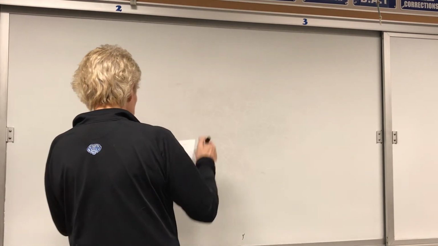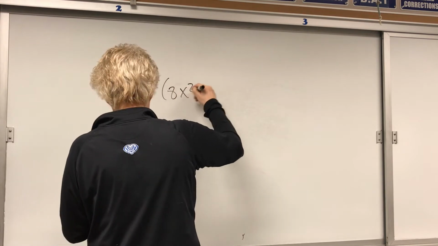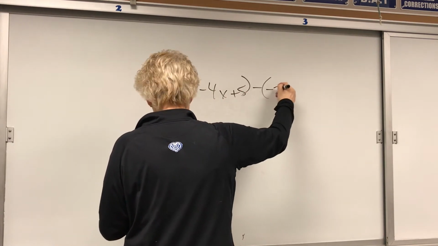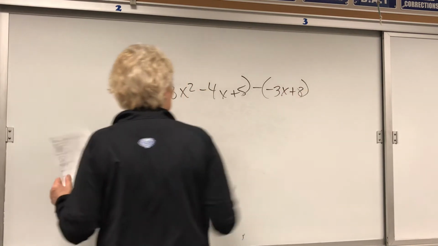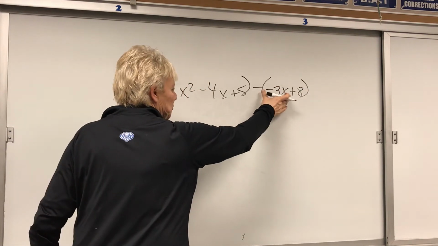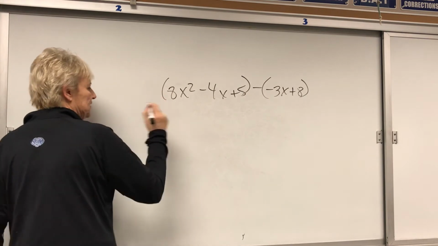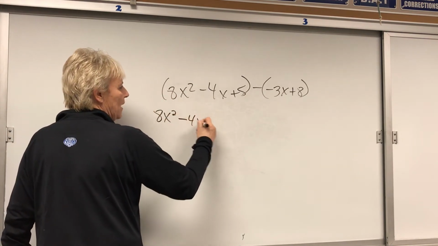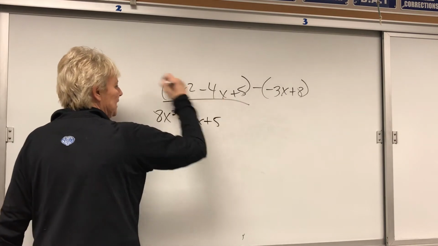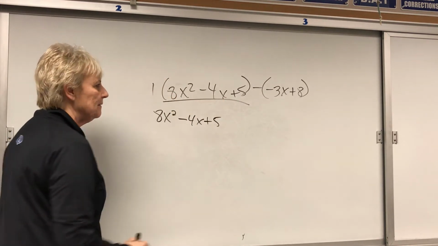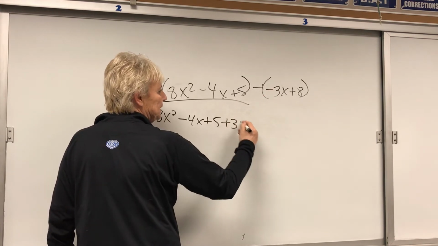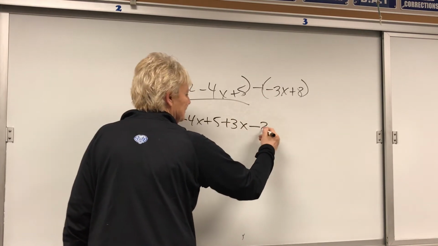Okay, the next thing you're going to do is simplify. So, always rewrite it. You people trying to do this part in your head mess up. I've seen it every day. 8x squared minus 4x plus 5. We don't change anything here because there's a positive out here. But there's a negative out here, so this becomes positive 3x and negative 8.